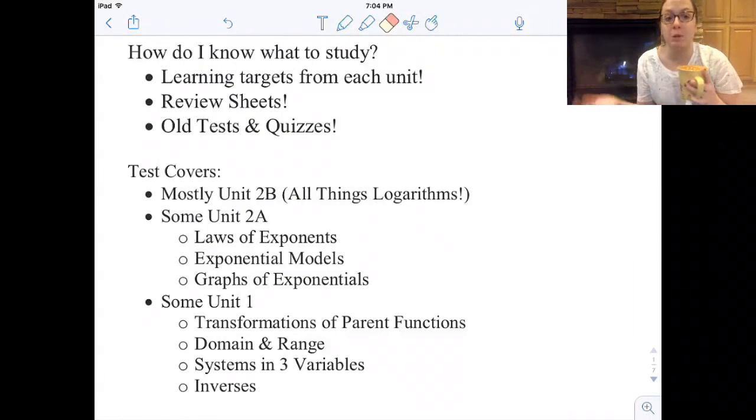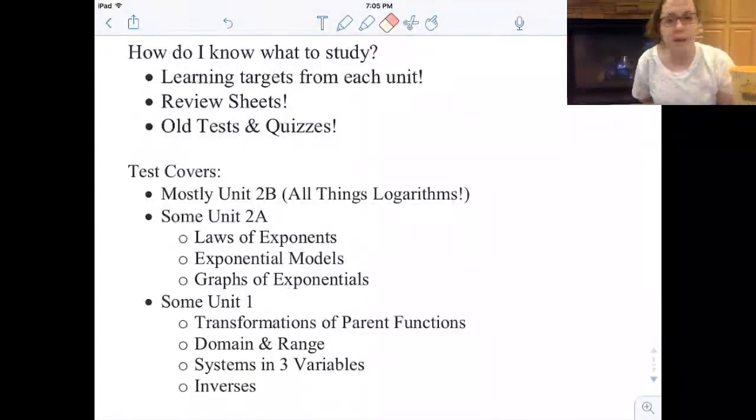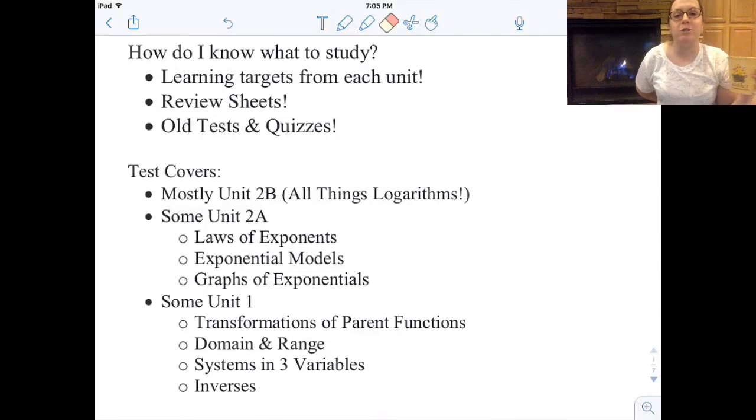The test is going to cover these 3 units. Unit 2B, which is all things logs, from graphs to inverses to solving to word problems to converting, all of it. Unit 2A, it's going to focus mostly on laws of exponents, exponential models, and graphs. Can you find domain and range? Can you find asymptotes? All of those things. And Unit 1, we're going to focus on transformations, domain and range, systems, and again, inverses. So you'll see a lot of topics that loop through the 3 subunits, but those will be the big things that we're hitting on tonight.